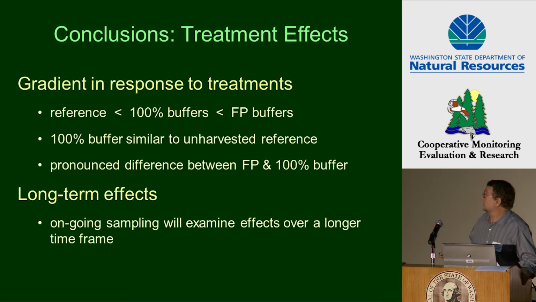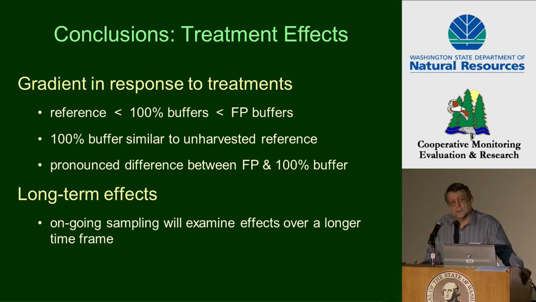So, in conclusion, as Mark had mentioned earlier, we definitely found evidence of a treatment effect for tree mortality, for changes in stand condition, and for large wood recruitment. For tree mortality and the changes in stand condition, there was evidence of a gradient effect in the response that corresponded with the treatment intensity. So we had the least amount of change and response in the reference sites, and then a greater response in the 100% treatment sites, and the greatest response in the forest practice treatment sites.